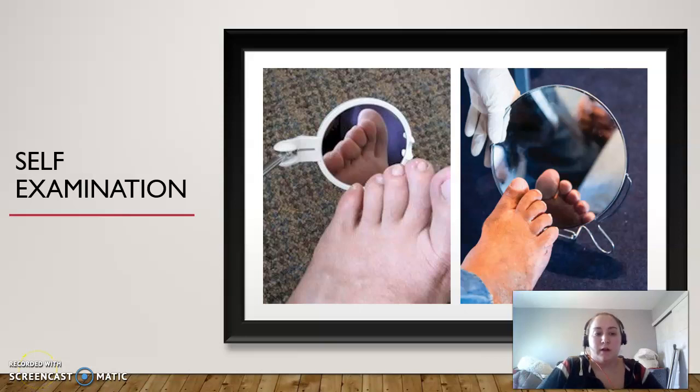Now this part of our teaching session, I'm going to just leave open for any questions or comments anybody would like to share, or if we would like to go over how to check our feet again, we can do that as well.